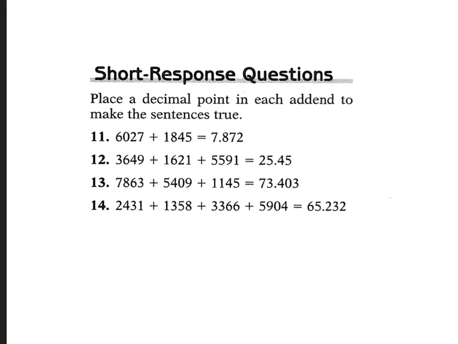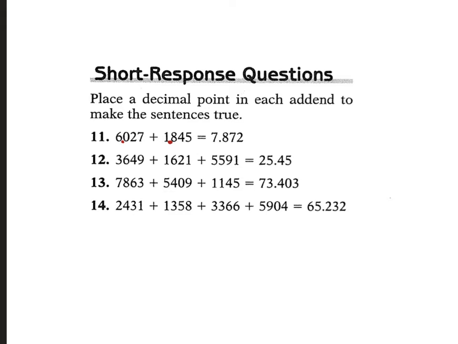For our next examples, for 11, we have 6027 plus 1843 is equal to 7.872. We are placing the decimal point in each addend to make the sentence true. So for 11, this decimal point, in order to get the 7.872, is going to have to be 6.027 and 1.845.